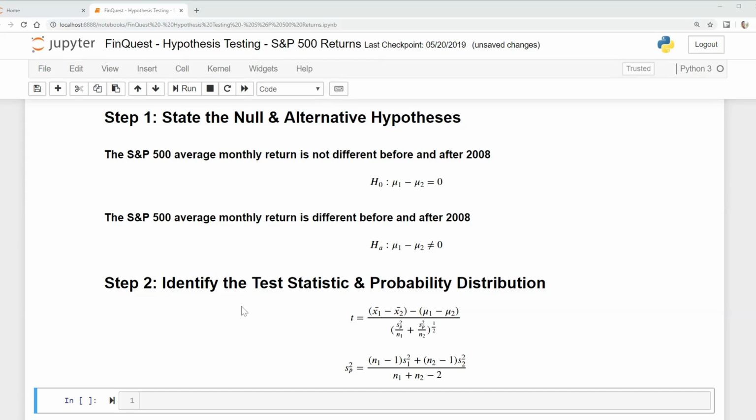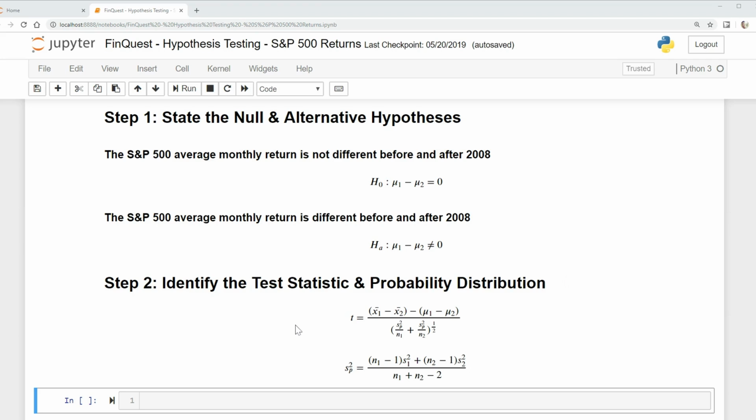Hey everyone, so today we're going to try to identify the test statistic and probability distribution for our hypothesis test of S&P 500 returns. So again, what are we trying to do? We're trying to look at the mean return or the difference between two groups, right? And so the question is, is the observed difference between these two means due to chance or something entirely different underlying these values? So let's take a look at this t-distribution.